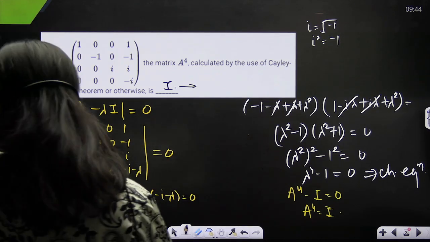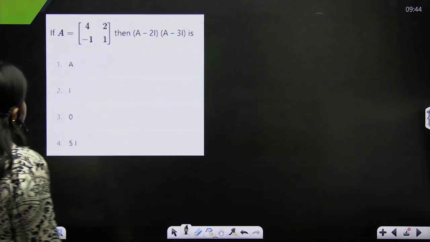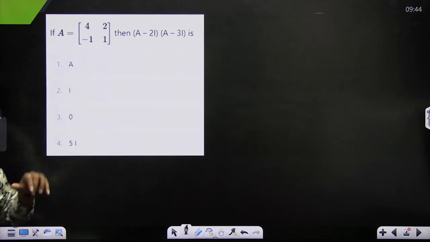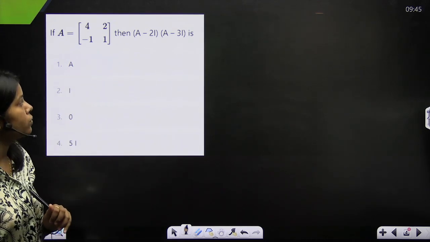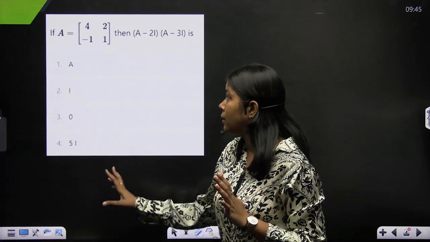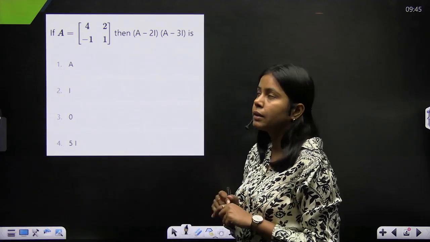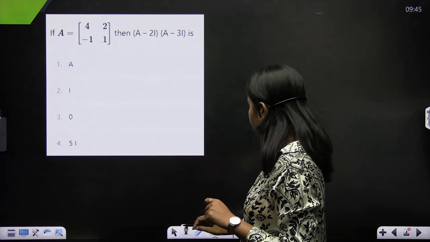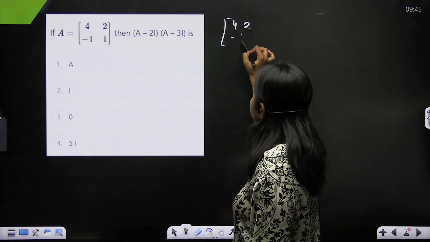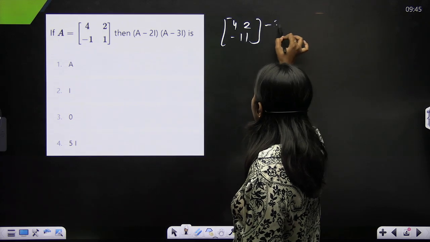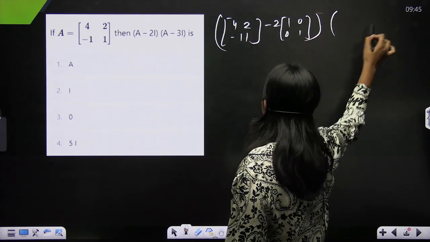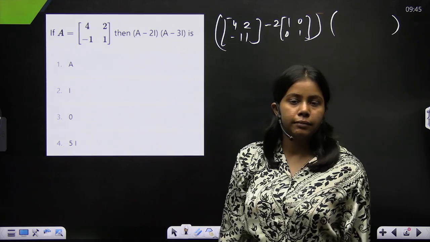Let's try some more questions. Next question we have here is A equals 4, minus 1, 1, 2... they are asking me to solve (A minus 2I)(A minus 3I). Now you can solve this simply by substituting this matrix. In place of A you would substitute the matrix, and you would subtract 2 times the identity matrix, 1 0, 0 1, and the same thing you would do for A minus 3I. You would get the answer.